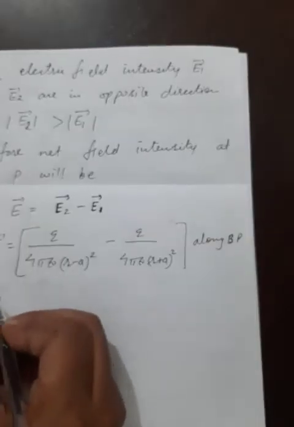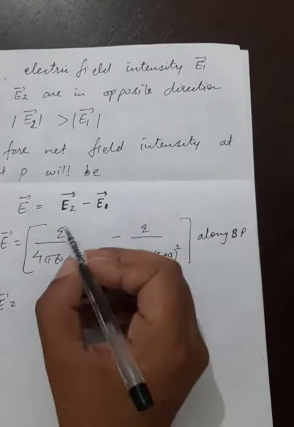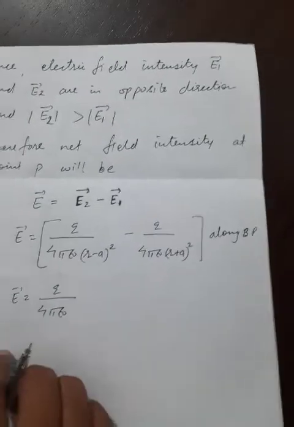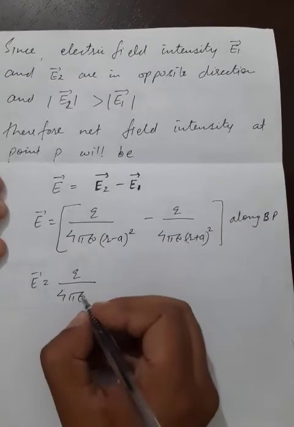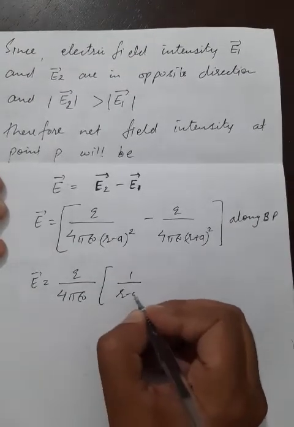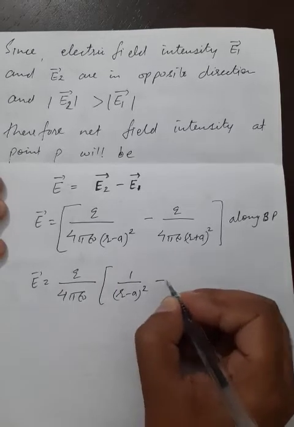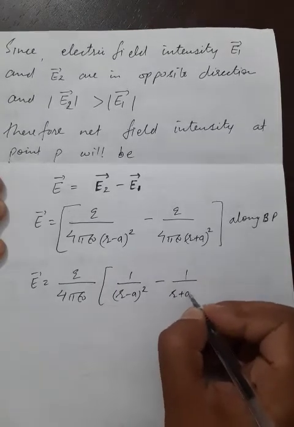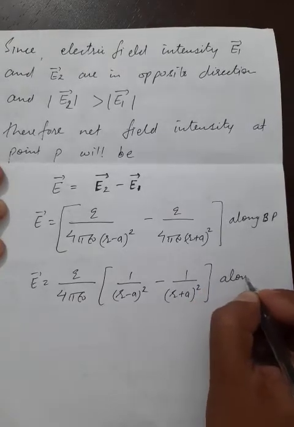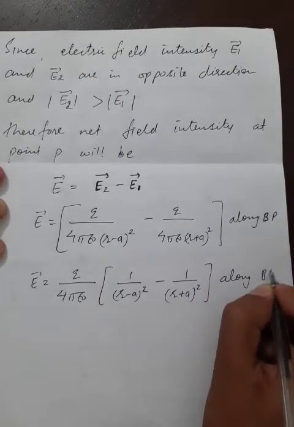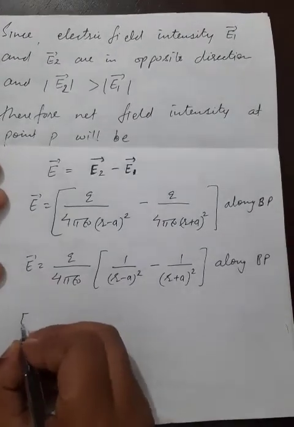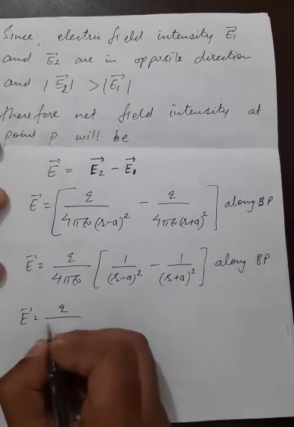Now the mathematical part is left here. These two terms are common, so take it out. E is equal to Q over 4 pi epsilon naught, into 1 by (r minus a) square minus 1 over (r plus a) square, and it is along BP. Now proceed.